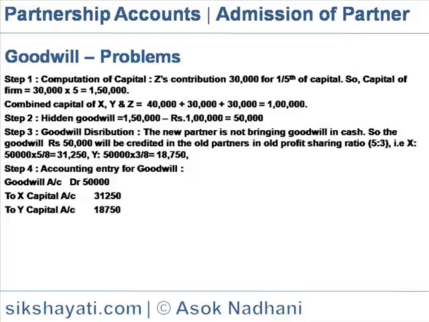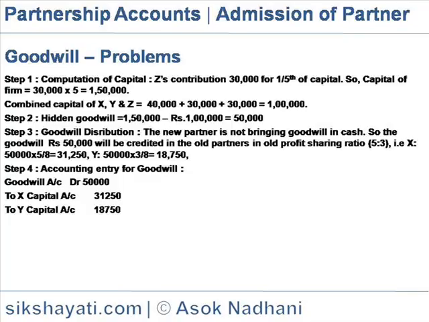Step 1. Computation of capital. Z's contribution of 30,000 is 1/5 of capital. So the total capital of the firm is considered to be 1,50,000, because 30,000 divided by 1/5, that is 30,000 into 5, is 1,50,000. So the combined capital of X, Y and Z is 40,000 plus 30,000 plus 30,000, which is 1 lakh. So the hidden goodwill is 1,50,000 minus 1 lakh, which is equal to 50,000.